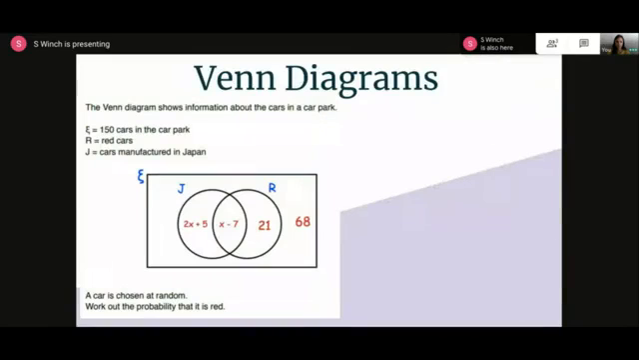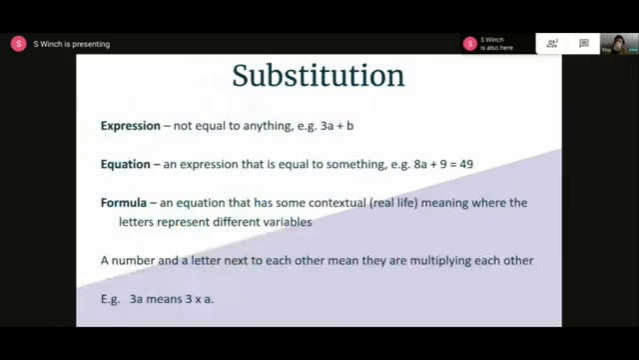Okay, so there's an example of a GCSE style question that was given in the last 3 years of exam papers, and it links in nicely to our next topic, which is substitution. So we've got a few minutes left just to go through substitution.